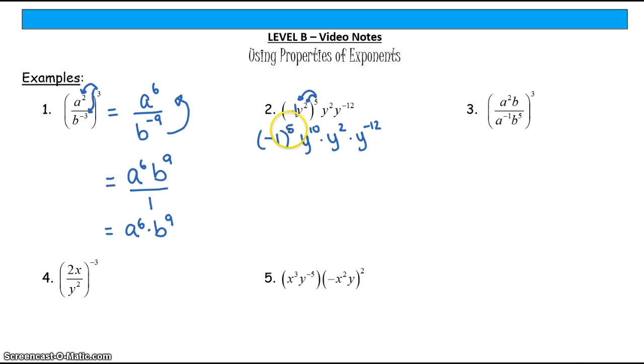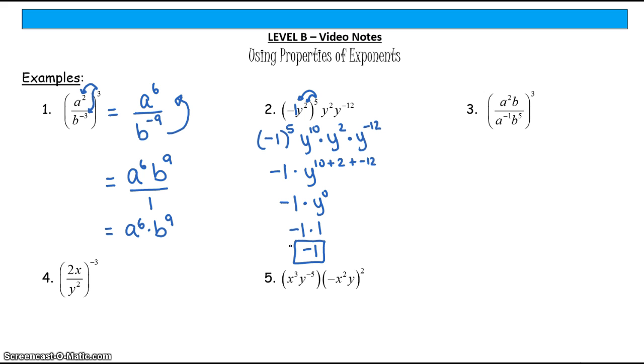Now, negative 1 to the 5th power is the same thing as negative 1 times negative 1 times negative 1 times negative 1 times negative 1, which is negative 1. Since the y's are all the same base, and we are doing a product of these, we're going to add the exponents. So we have y to the 10 plus 2 plus negative 12 power, which ends up being negative 1 times y to the 0 power. Now remember that anything to the 0 power is just 1, so we end up with negative 1 times 1, which is negative 1. That's our final answer.